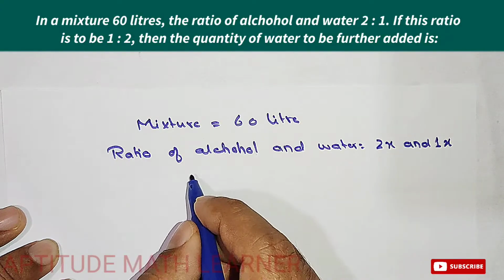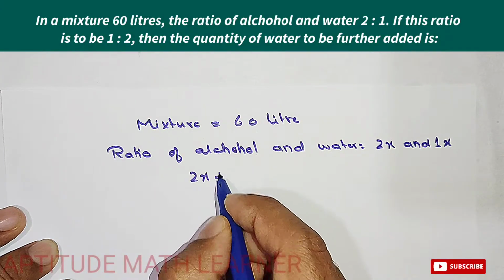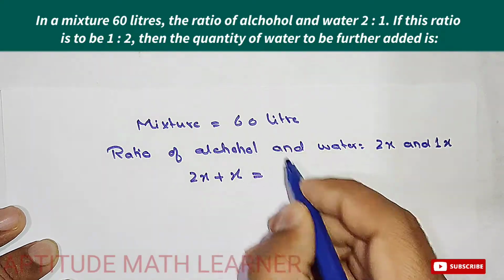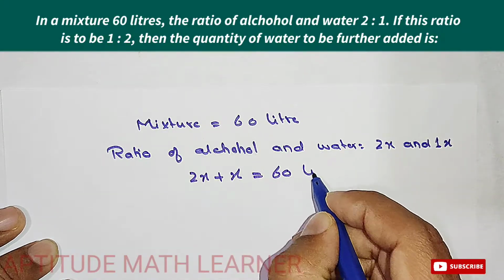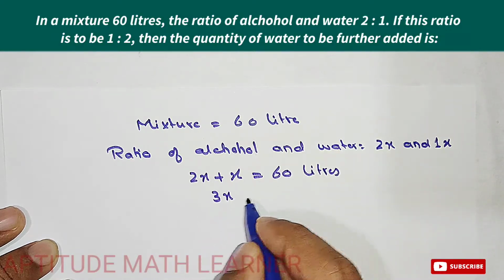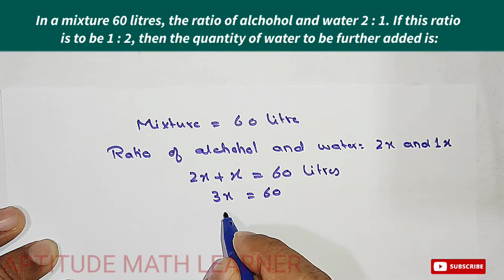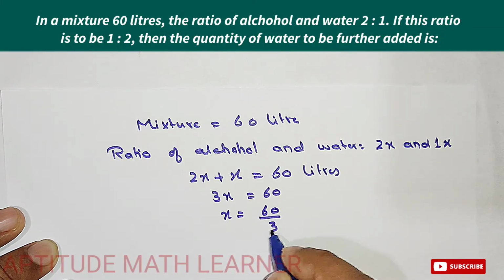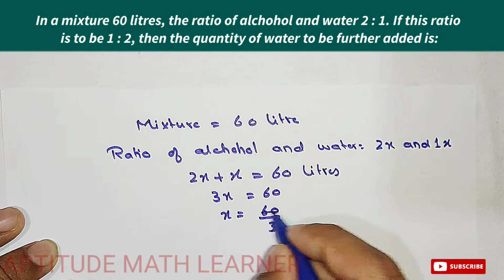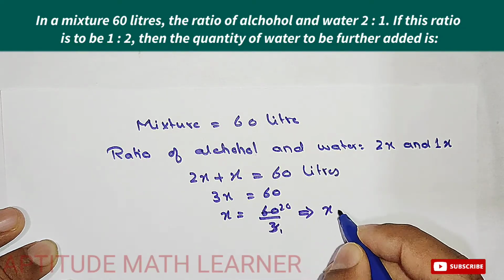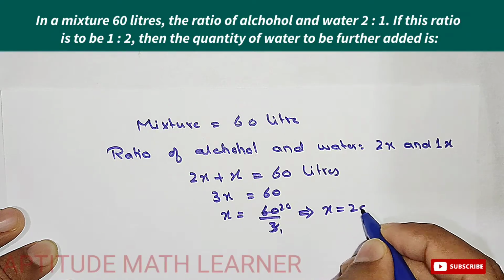For this we take 2x plus 1x is equal to 60 liters. So 3x is equal to 60 liters, and x is equal to 60 divided by 3. So here we have just found the value of x, that is 20.